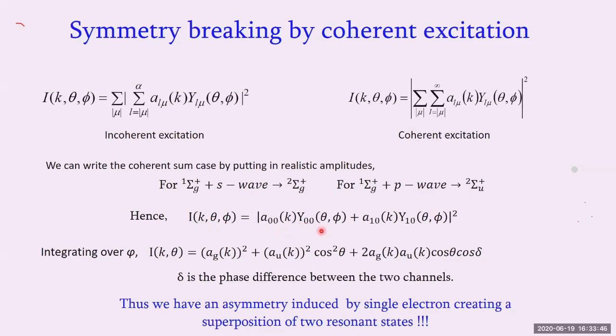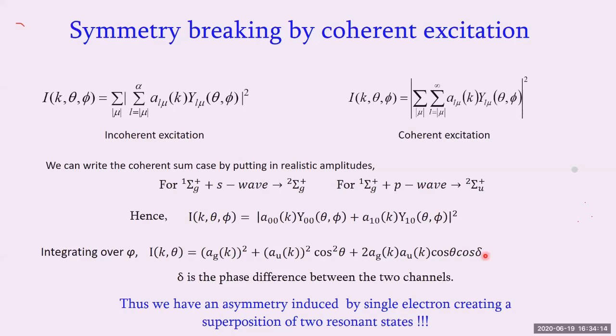as Y00 and Y10. Now you can integrate over the phi azimuth, because you have a cylindrical symmetry. So that gives you a multiplier, so you can get an expression in terms of energy and angle in this form. Note that apart from cos theta, there is another term, cos delta, which is a phase difference between the two channels.